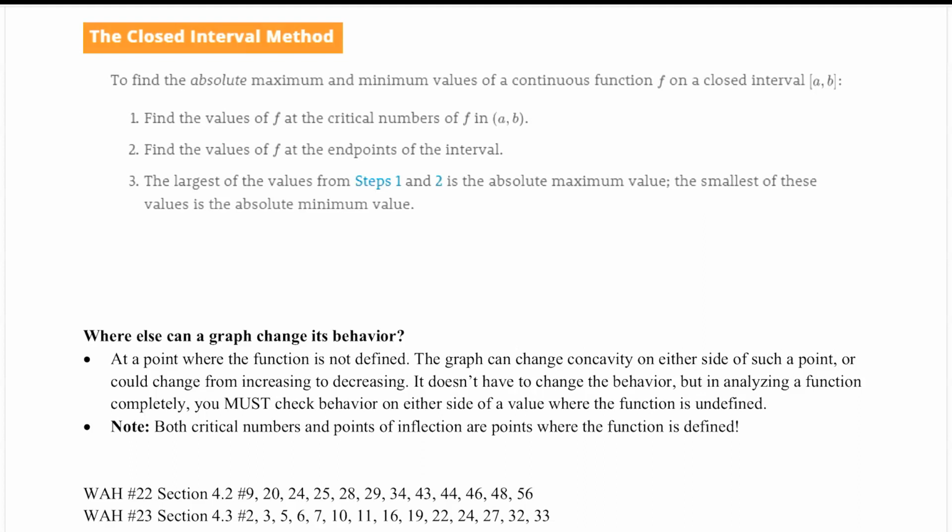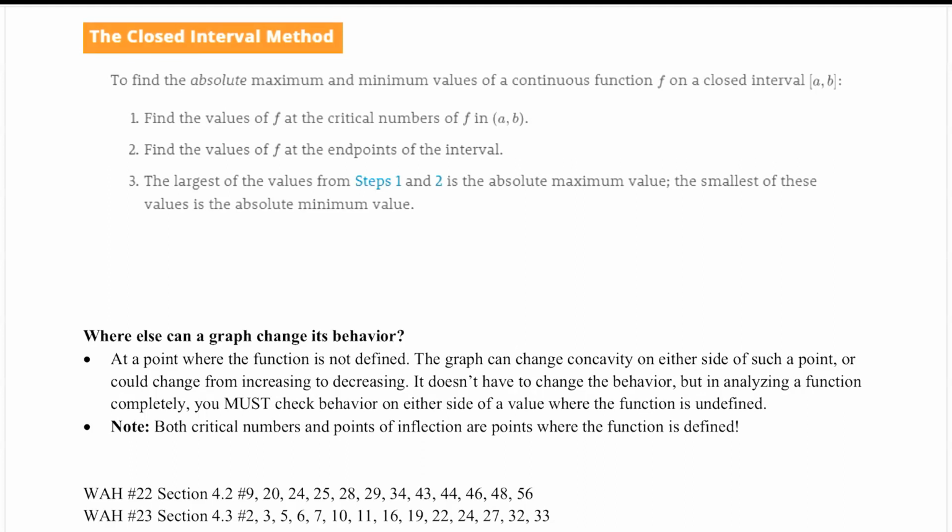And then we have the closed interval method. If you want to find an absolute max or min on a closed interval, again, the function has to be continuous. You can find the critical numbers and then evaluate the function at those critical numbers and at the endpoints, and whatever output is the largest is your absolute max, and whatever output is the smallest is the absolute min.